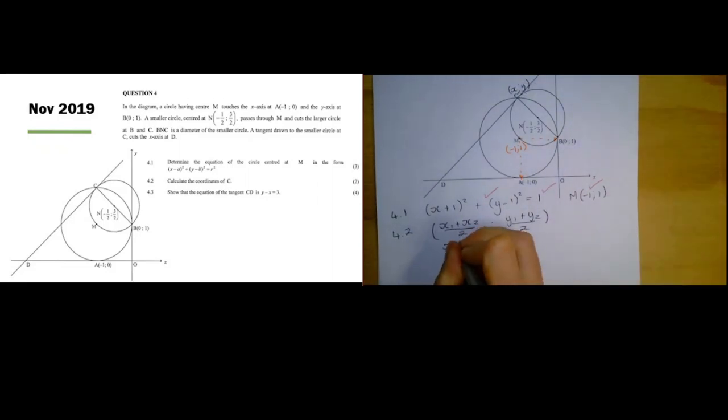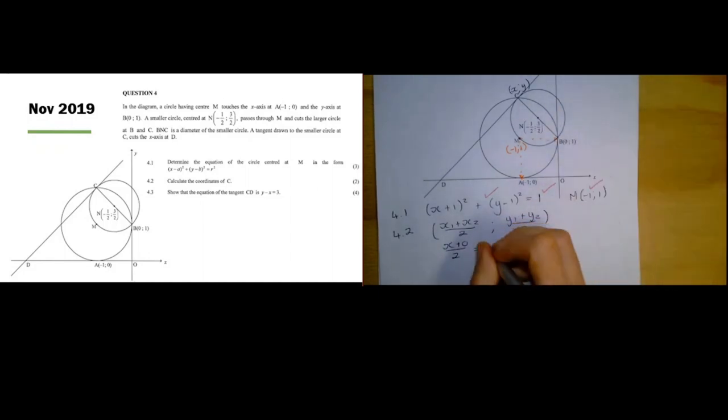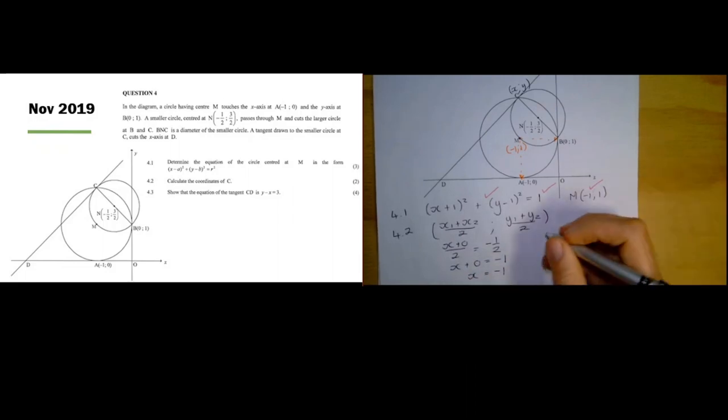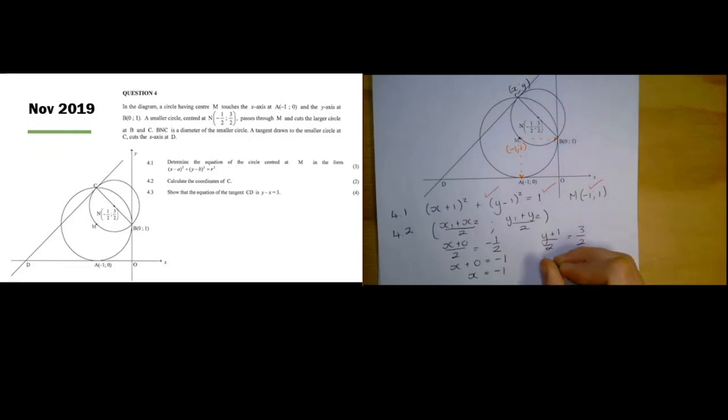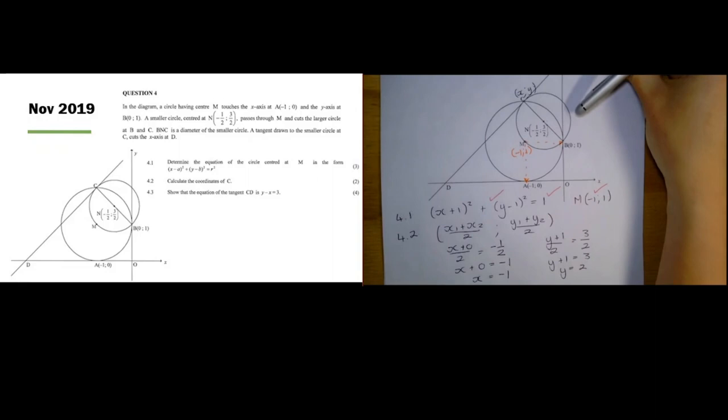So (x + 0)/2, and I know what the middle is. The middle is negative 1/2, so (x + 0)/2 equals negative 1/2, which means x + 0 must be equal to negative 1. So x must be negative 1. Let's go do the y's. (y + 1)/2 must be equal to, what was the middle? 3 over 2, which means y + 1 must be equal to 3, so y must be equal to 2. So C is the coordinate (−1, 2).